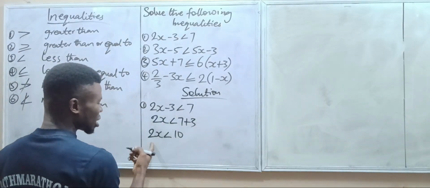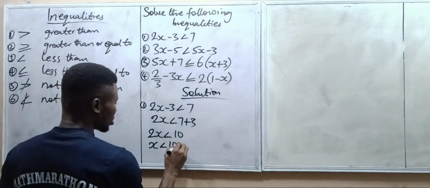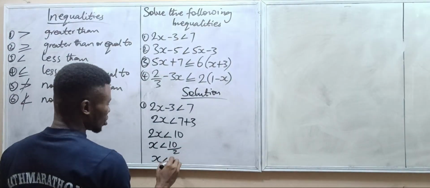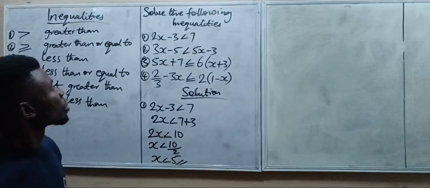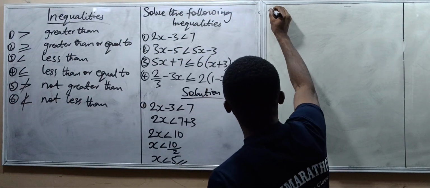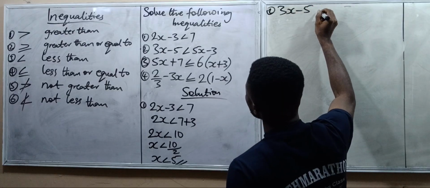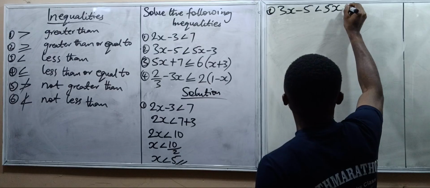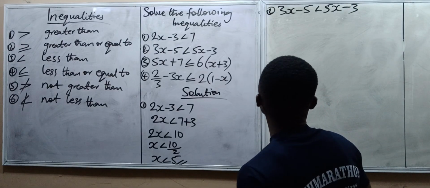And then you divide both sides by 2. x is less than 10 divided by 2. That is, x is less than 5. And this is the first one. The second one says 3x minus 5 is less than 5x minus 3.